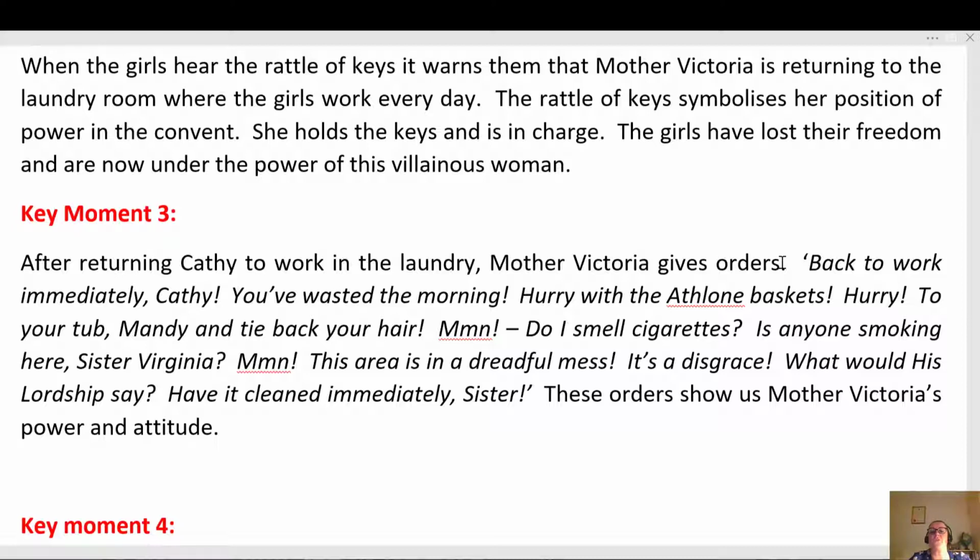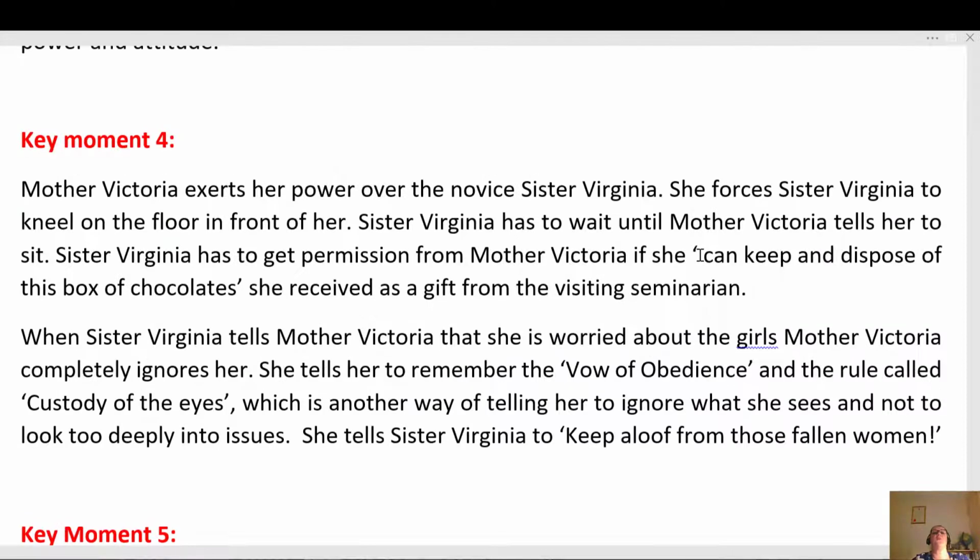These orders show us Mother Victoria's power and attitude towards the girls. A fourth key moment which shows us that Mother Victoria abuses her power: Mother Victoria exerts her power over the novice Sister Virginia.